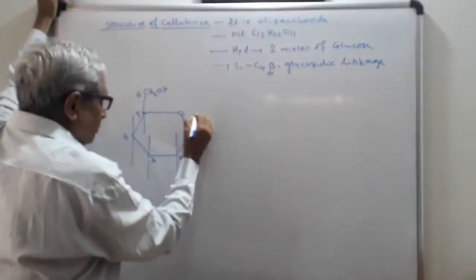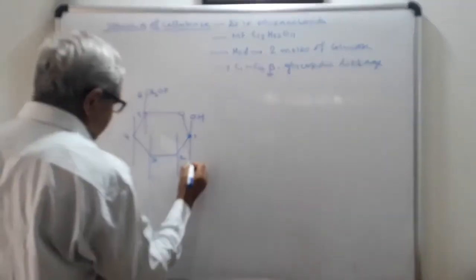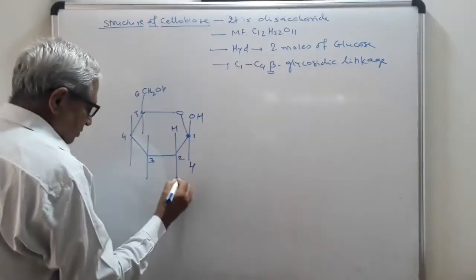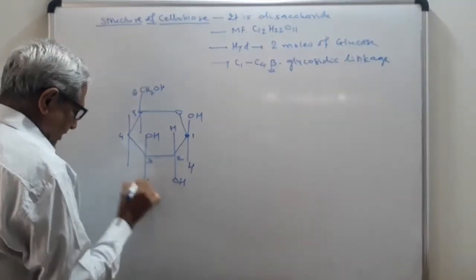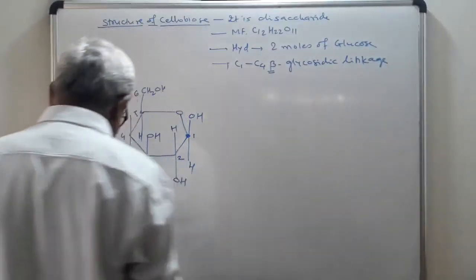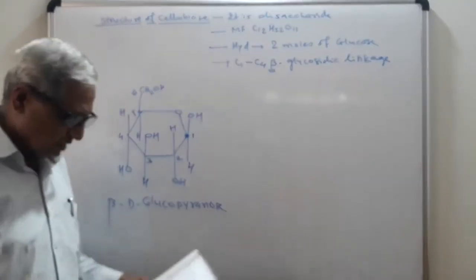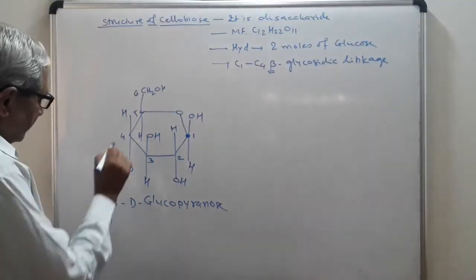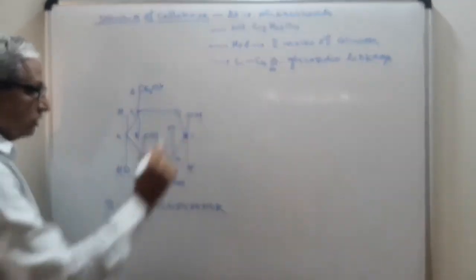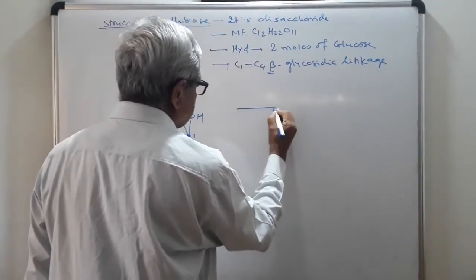Beta indicates the OH group is at the top. So you can indicate the OH group at the top. So this is a hydrogen. This is hydrogen. OH, OH, hydrogen, OH, H, H. So this is the structure of beta D glucopyranose. So give the title here, beta D glucopyranose. Also draw the second structure of beta D glucopyranose. But remember that at C4 the OH group is above, so you have to draw in the inverted direction.